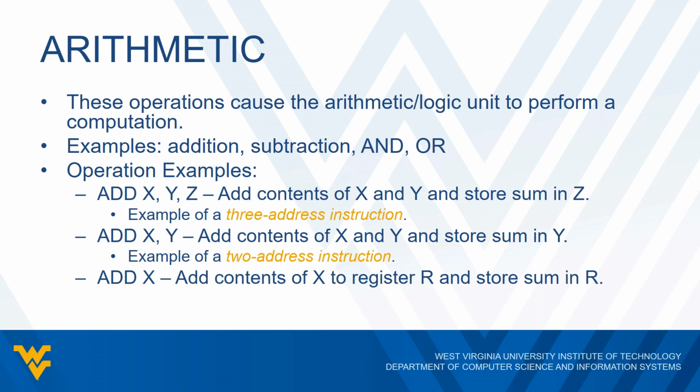And then finally, we have something like add x, where we add the contents of x to some register R, and maybe there's a specific register already pre-assigned, so we'll just say register R. So we'll add x to register R and store the sum in register R. And this is an example of a 1-address instruction.